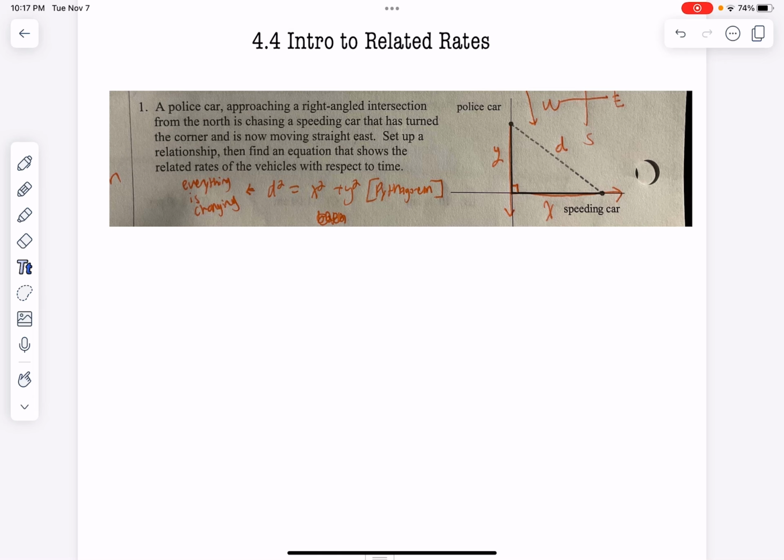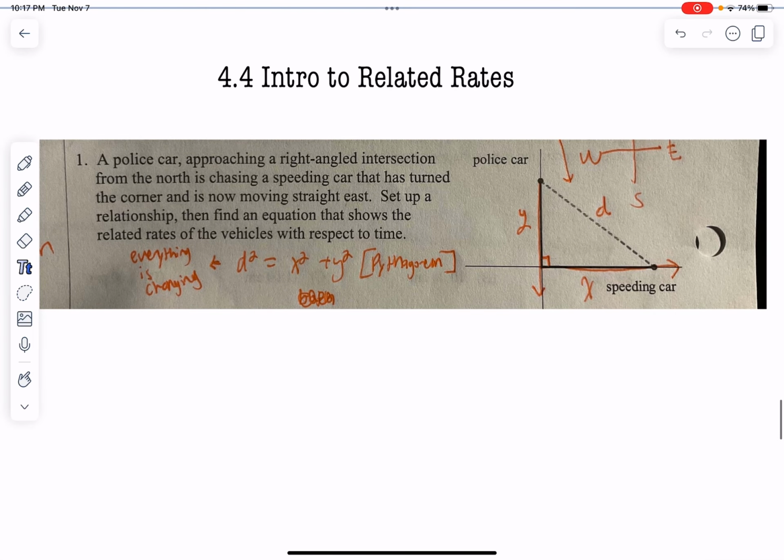So we have here, and I have this drawing here for my notes. A police car approaching a right-angled intersection from the north is chasing a speeding car that has turned the corner and is now moving straight east. Set up a relationship, then find an equation that shows the related rates of the vehicles with respect to time.